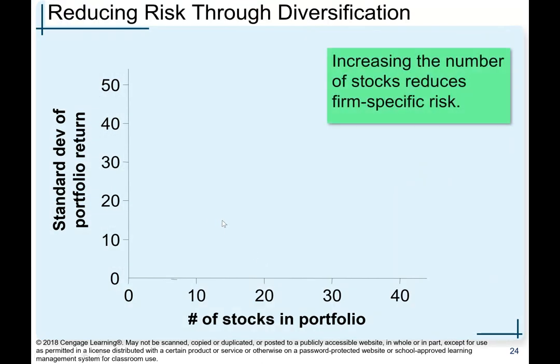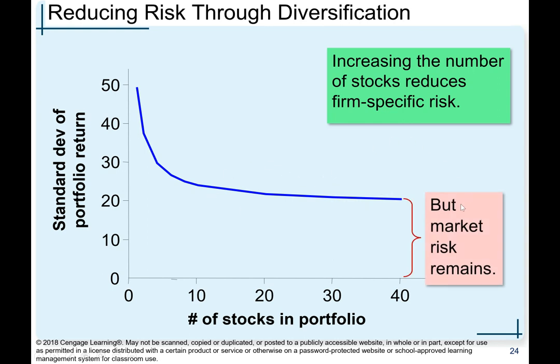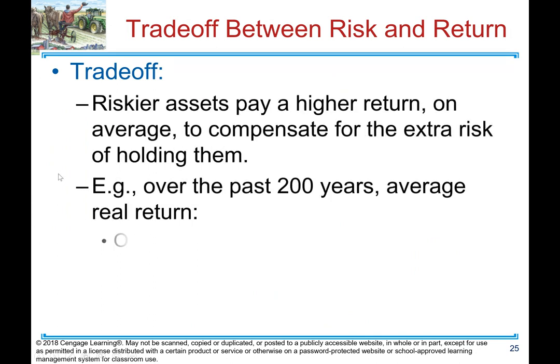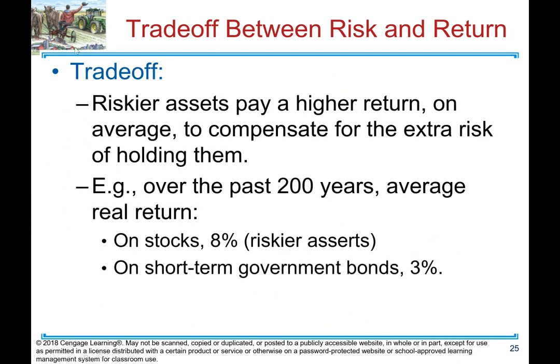So here is an example where the number of stocks is on the horizontal axis, standard deviation on the vertical axis. Standard deviation is a measure of risk. If it is coming down, that means risk is declining. And increasing the number of stocks reduces firm-specific risk. That is the benefit of diversification. But the market risk cannot be diversified away. Okay? Trade-off between risk and return.